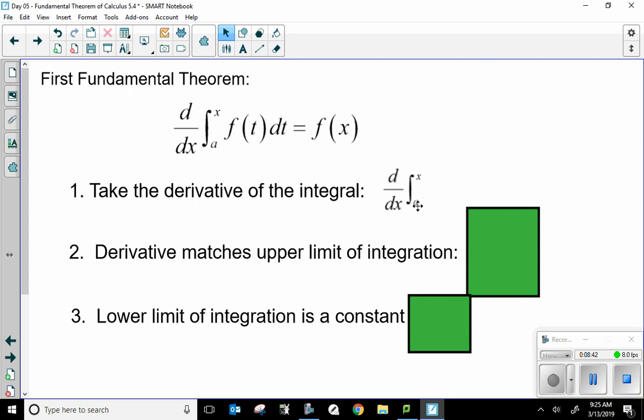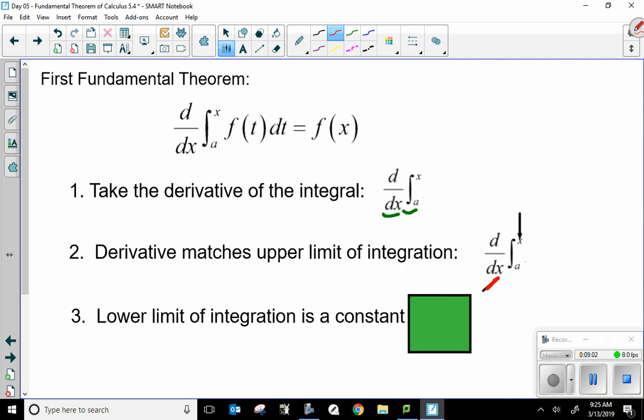It's weird. Anyways, take the derivative of the integral. That's what this means. The derivative of the integral. All right? The derivative matches the upper limit of integration. And that's why we need to switch these things. The respect of the derivative is to the x variable. That should absolutely match my upper limits or my upper bounds.